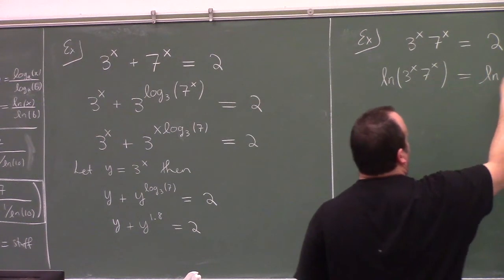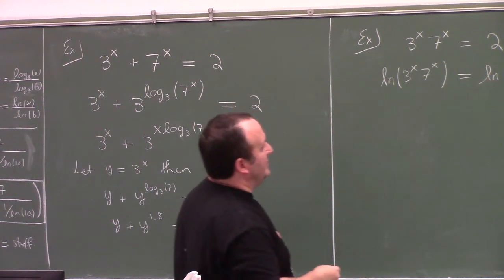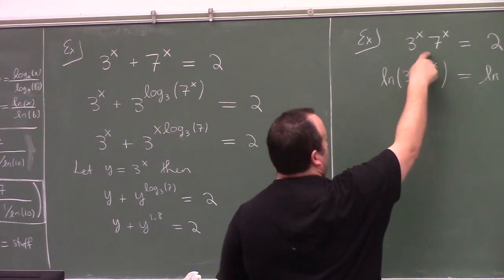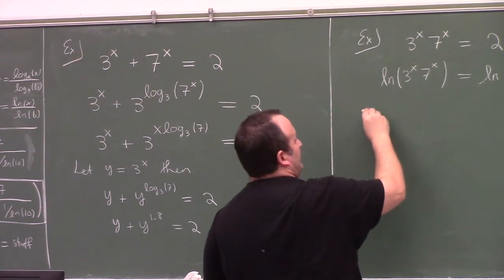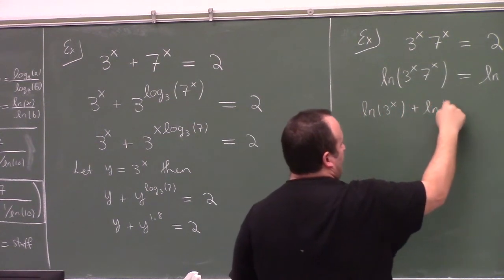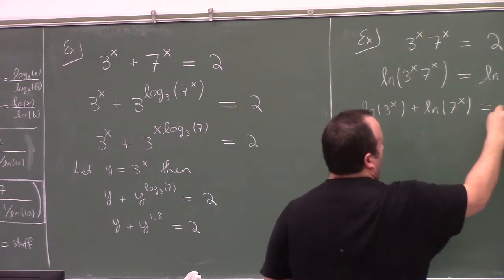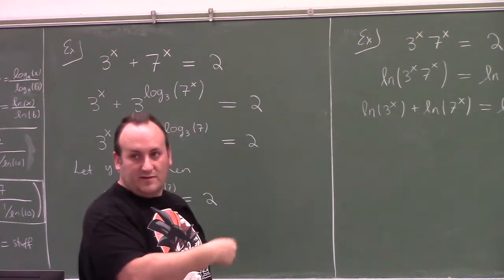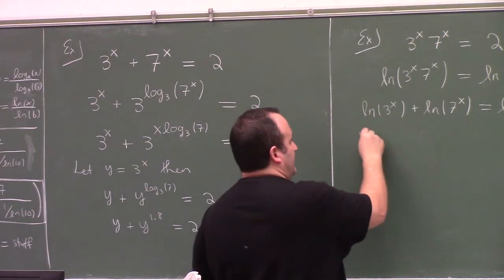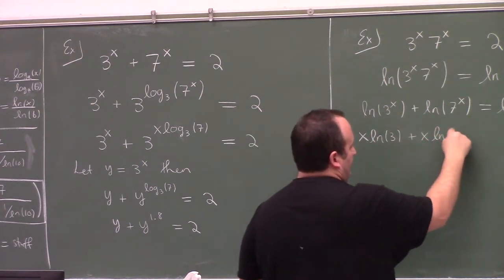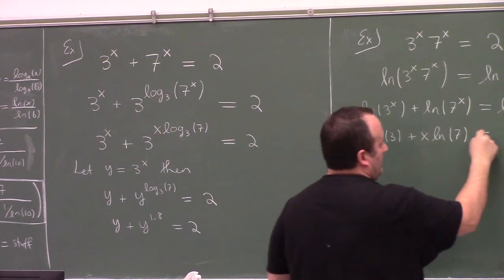Is it 21 2x? Is that what it would be? I think it's 21 to the x. For which one, left or right? The left-hand side. So this is log 3 to the x plus log 7 to the x. If you don't have confidence about it being 21 to the x, here's how you could go anyway. This is x log 3 plus x log 7 equals log 2.